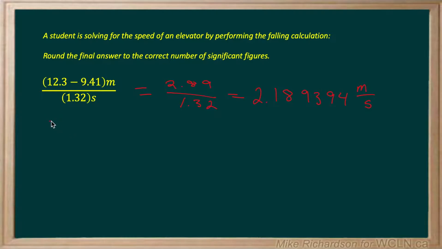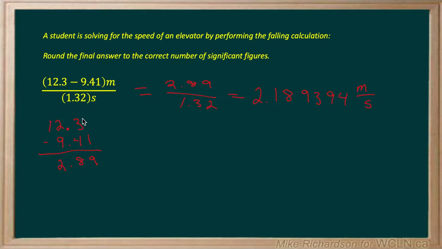With the top, we simply get the two numbers and we align the decimal places. So I've got 12.3 and I'm subtracting 9.41. Well, we know the answer. It's 2.89. We've already done that. I was just using a calculator. Now we've got to decide where to round it.